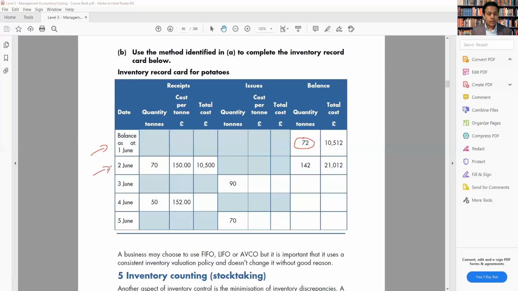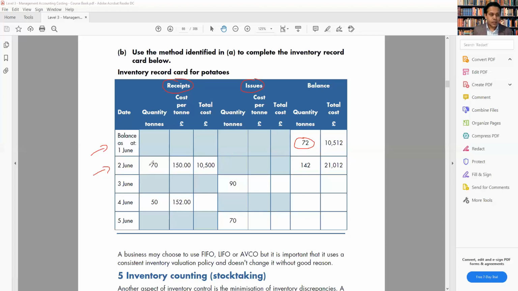On 2nd of June, we have two things: receipt and issue. Remember, we only value the inventory when we issue. If I receive it, I just record it on the cost card. When I receive in the warehouse, I don't have to worry, I know the cost and just record it on the cost card. But when I issue, when I give it to someone, that time I have to make the value of the inventory.